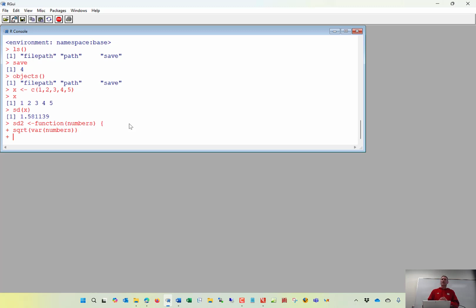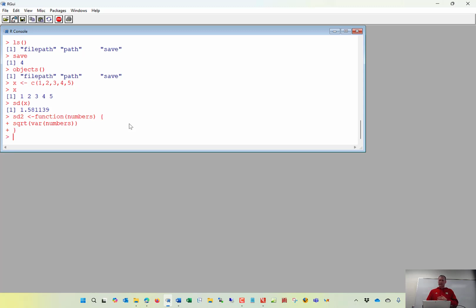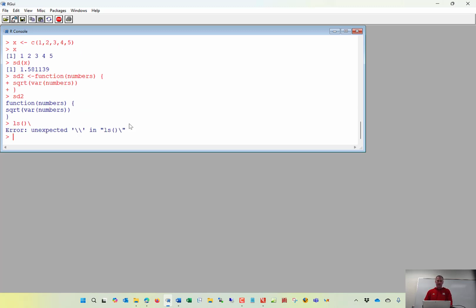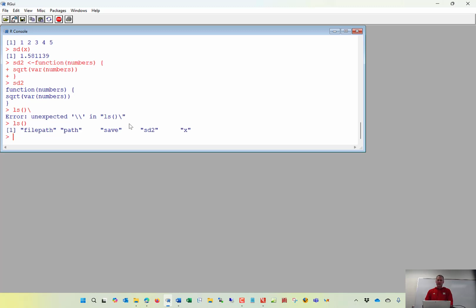Hit enter. R says, hey, I still need more information. And so I can do a right bracket there to end my function. And so if I type SD2, there you can actually see my function. If I type ls, oops, you can see that SD2 is an actual object that's stored in my workspace.